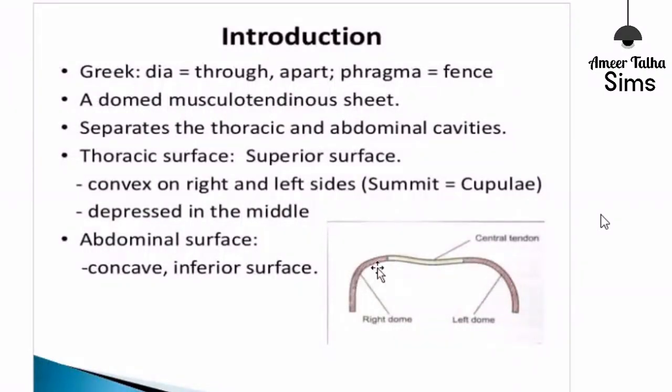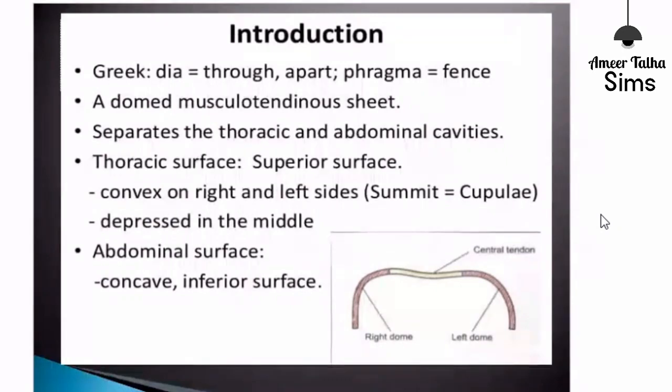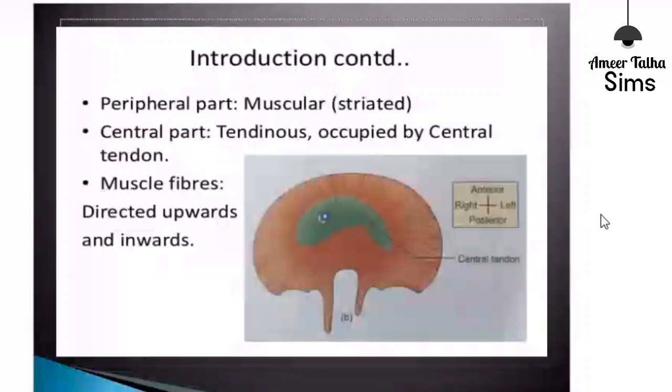The musculotendinous part of the diaphragm: the peripheral part is muscular, which is the striated part, and the central part is tendinous, occupied by the central tendon. The muscle fibers are directed upward and inward, as you can see, fanning of the muscle fibers. In the center we have the central tendon, and on the periphery we have the muscular striated part.